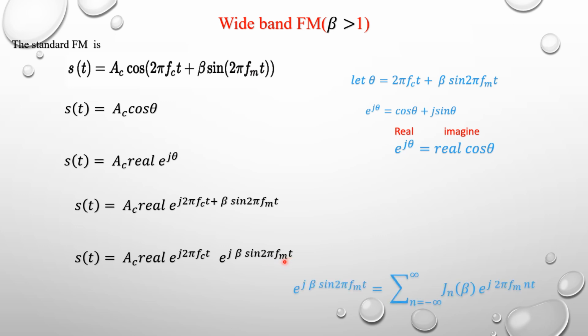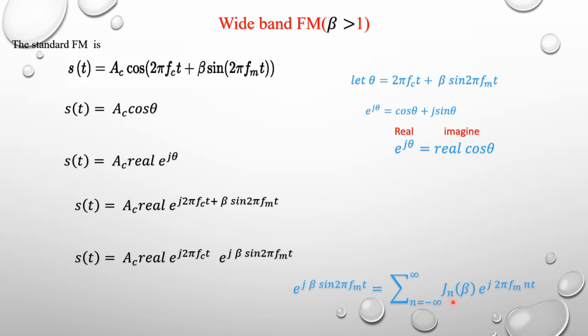We know that e to the power j beta sin 2 pi fm t is equal to the summation from n equal to minus infinity to infinity of J subscript n of beta, e to the power j 2 pi fm n t.